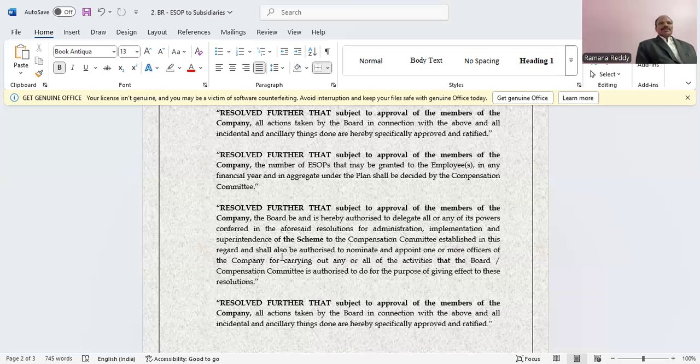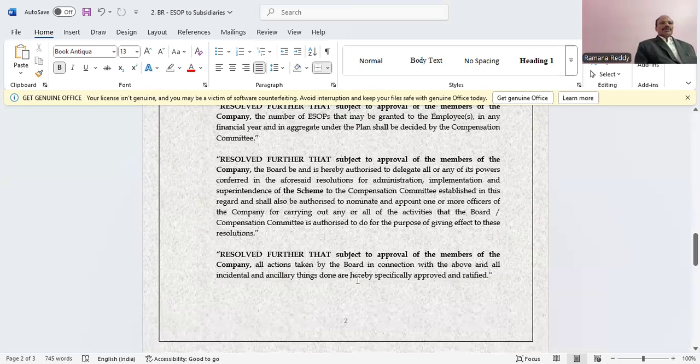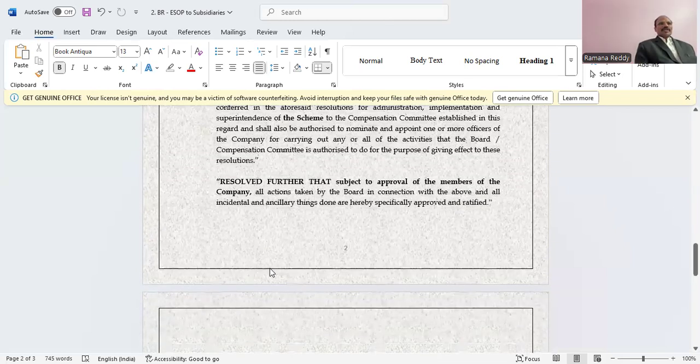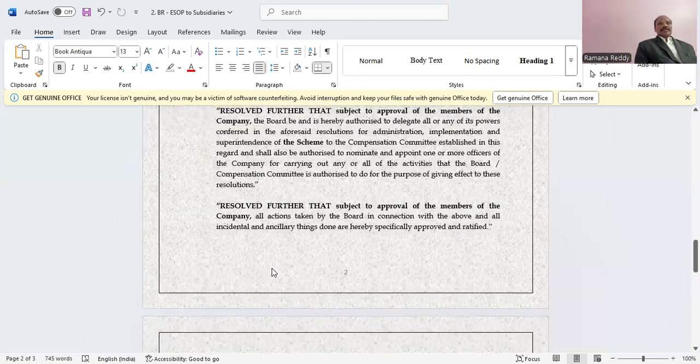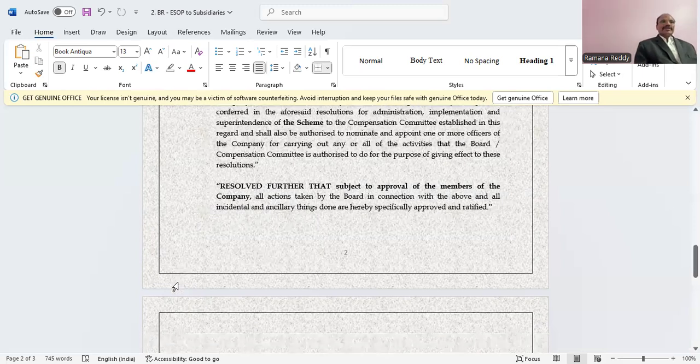So here, the compensation committee will administer the ESOP scheme, implement the ESOP scheme, or superintend the ESOP scheme. And it can also delegate the powers to any of the officers of the institute. So here the board is approving and it is recommended for members' approval. And resolve further that subject to approval of the members of the company, all actions taken by the board in connection with the above and all incidental and ancillary things are hereby specifically approved and ratified.